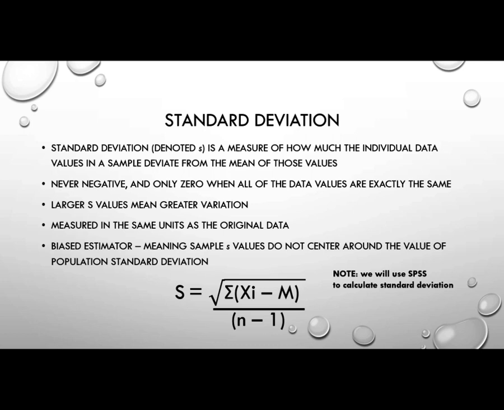In the book they talk about it being a biased estimator. It means that sample S values do not center around the value of the population standard deviation, but they're close enough, so we use them.